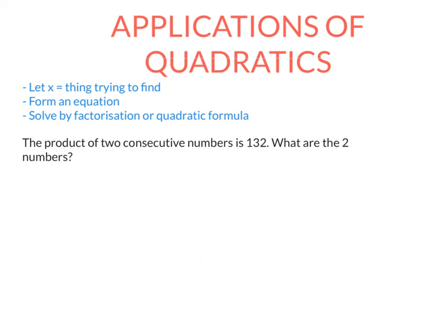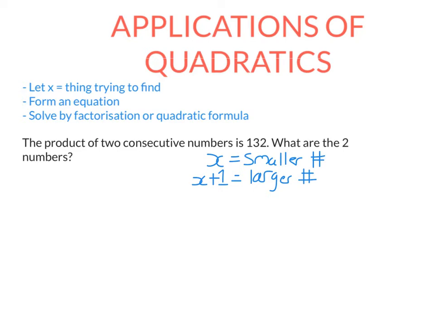So let's look at this one here. The product of two consecutive numbers is 132. What are the two numbers? We're going to start off by letting x equal one of them. I'm just going to let x be the smaller number. Consecutive means one after the other, so if x is the smaller number, x plus 1 will be the larger number. Again, we don't want to let one be x and one be y. We don't know how to solve quadratic equations with x's and y's. So that's the first step done.